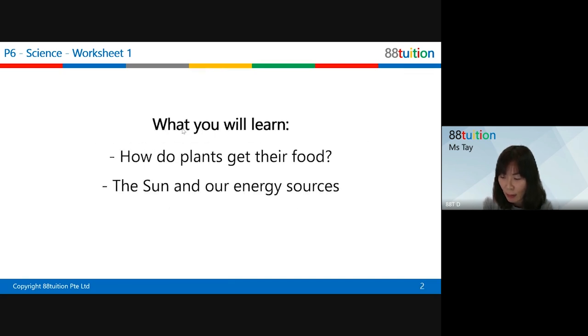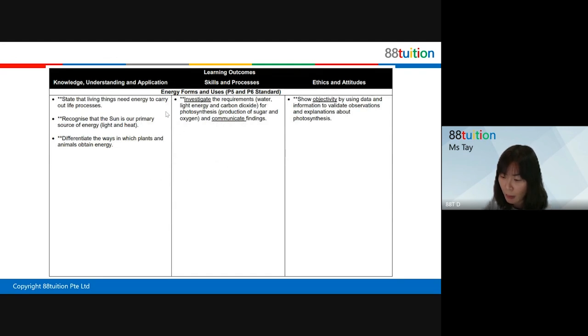So what you're going to learn in this topic is how plants get their food, and then you're going to learn about our energy sources. Now, learning outcome, this is actually the document from MOE. This is the science syllabus. Have you all seen this before? Yes or no? You can give me thumbs up, and if you haven't seen this, put a thumbs down. This document is very useful because this is what MOE wants our students to learn.